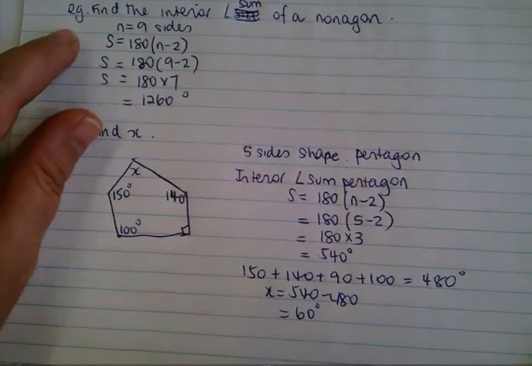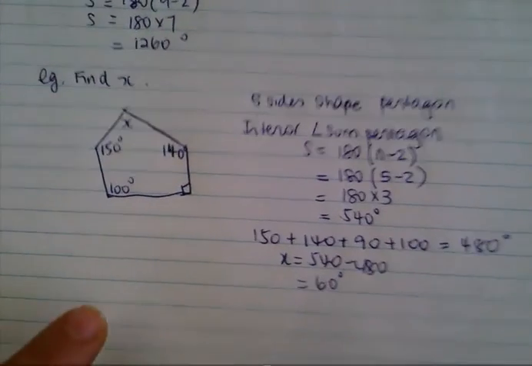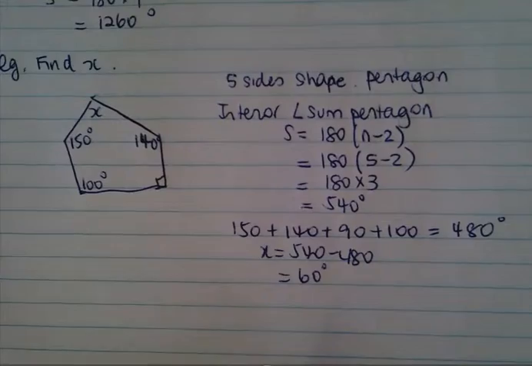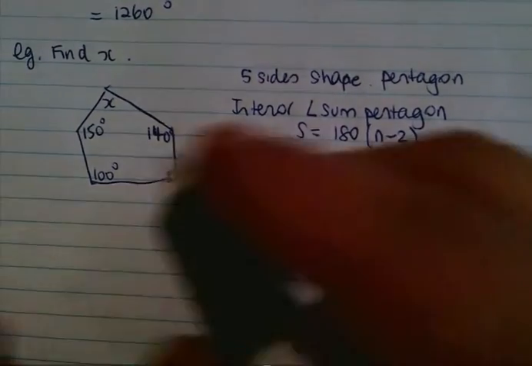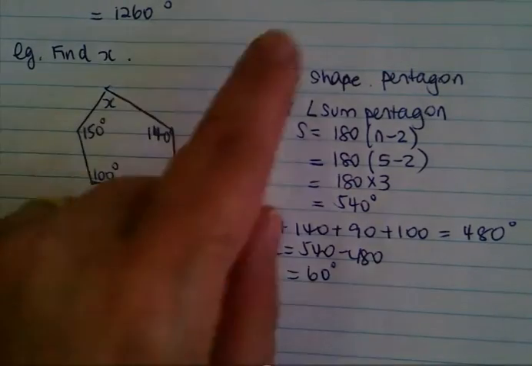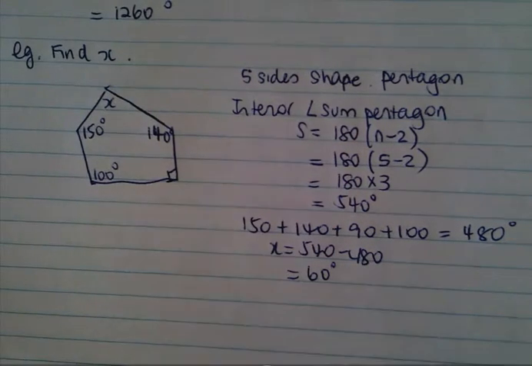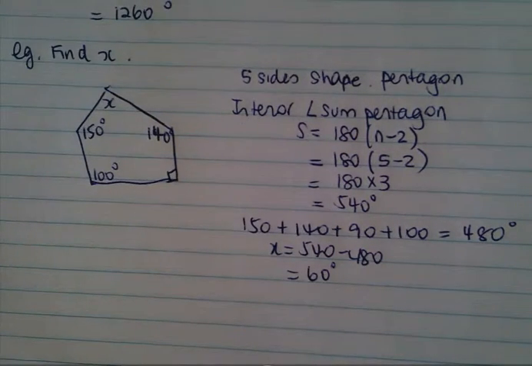Type of question: find the interior angle sum of any shape. They'll give you the name or they'll tell you how many sides it has. Then you might get a 5-sided shape, 6, 7, 8, 9, 10, whatever. Find X. One angle might be missing. Then first find the interior angle sum and then do it like you would a quadrilateral or triangle using angle sum.